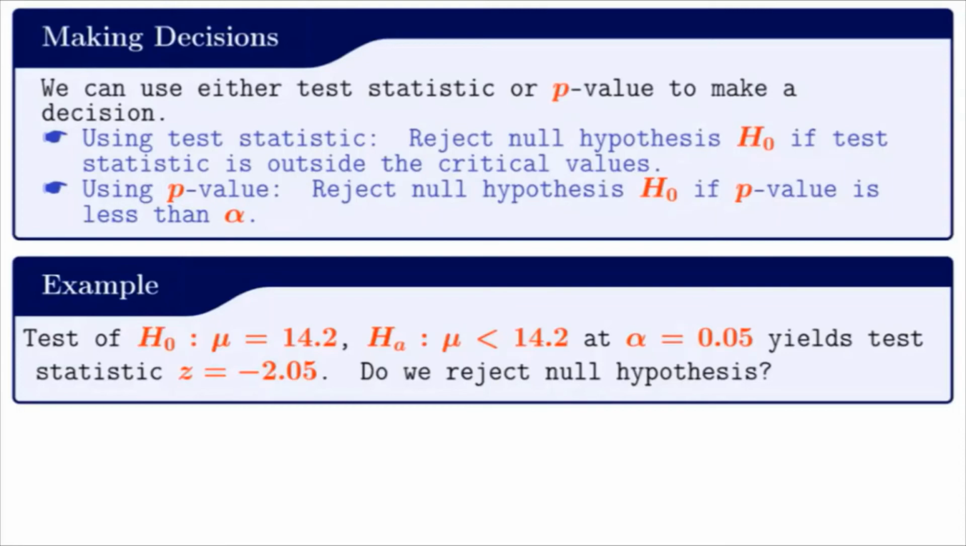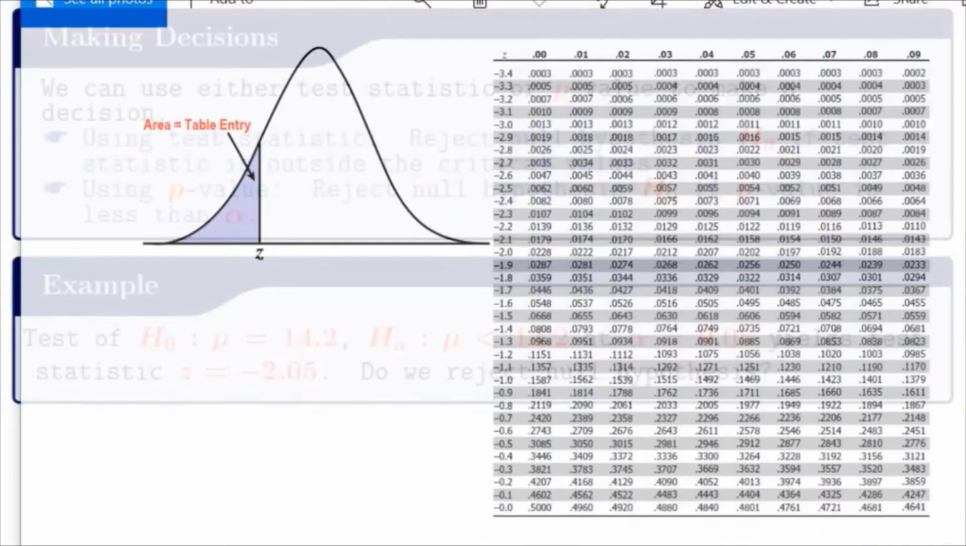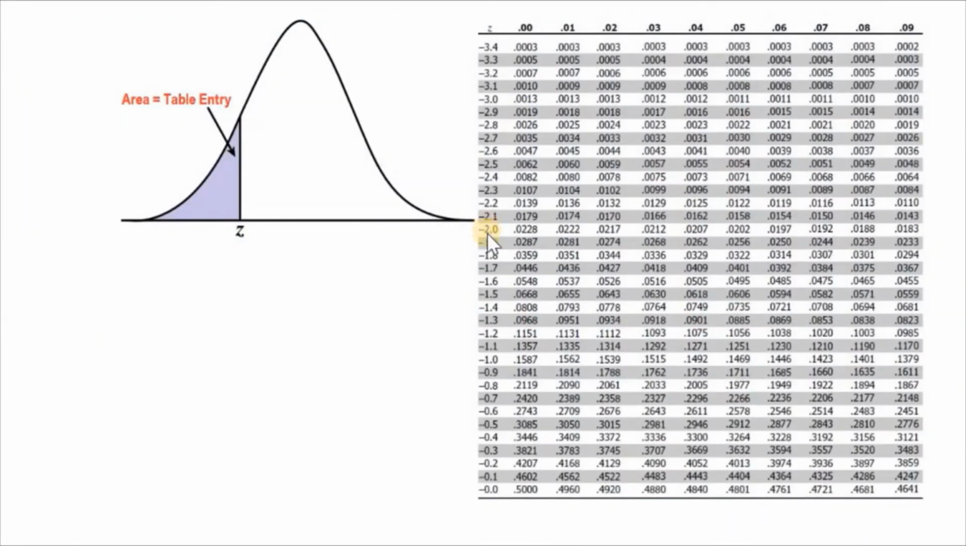First, let's find p-value. P-value is simply the area below negative 2.05. For this, let's look up negative 2.05 on the z-table. So let me pull up my table on the screen. Now we'll be looking at negative 2.05.